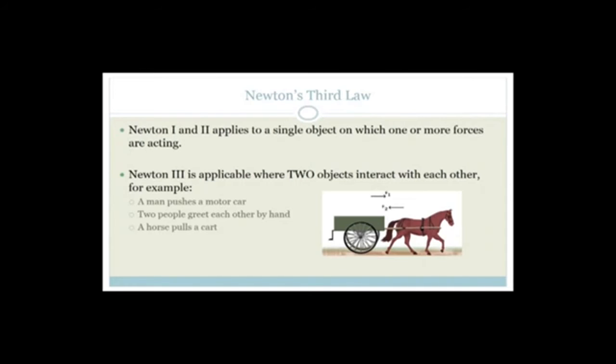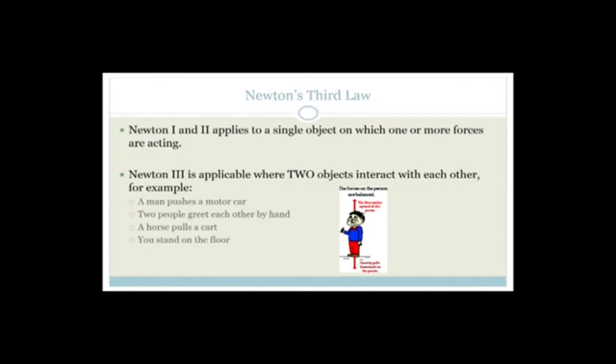And that's why people sometimes get confused. They'll say, okay, fine, how can a rocket be moving forward in space if there's Newton 3, which is cancelling out the forces? But there are two totally different things happening here. Newton 2 is the forces on a single object, and Newton 3 is between two objects when they interact on each other. Finally, when you stand on the floor or sit in your chair or lean on your desk, there are still two objects interacting with each other.